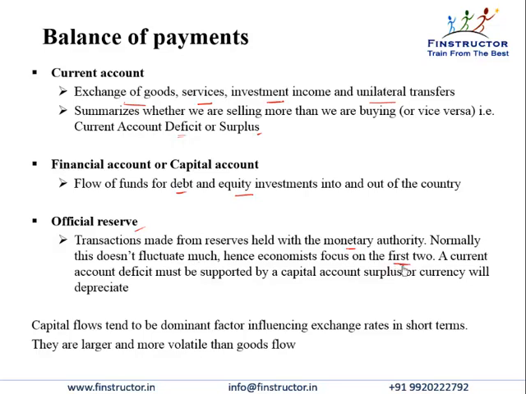So economists focus on the first two, that is, a deficit in the current account must be supported by a surplus in the capital account, otherwise the currency will depreciate. We've generally seen that in the short run, the current account doesn't fluctuate as much, and rightfully so. Whatever we need to import, like oil and coal, and whatever we export, like IT services, is not going to suddenly change because it's a day-to-day requirement.